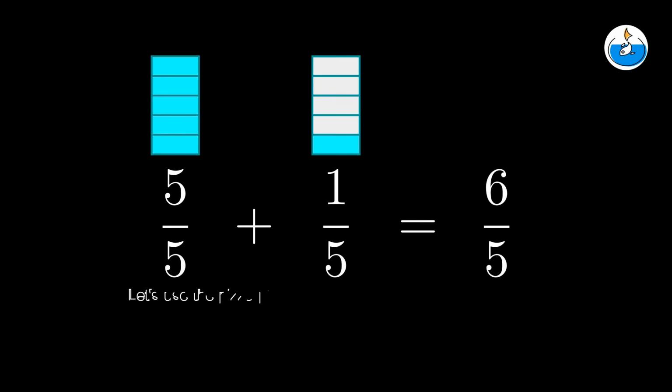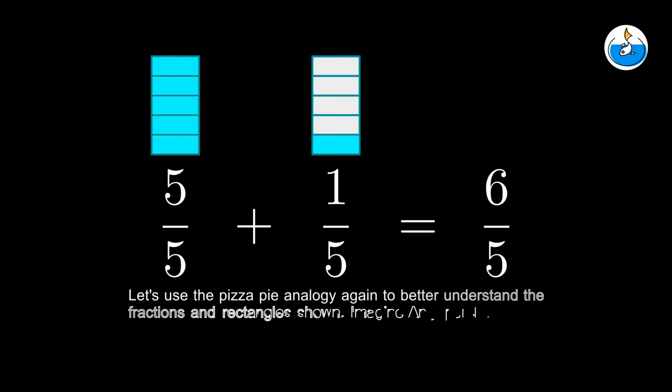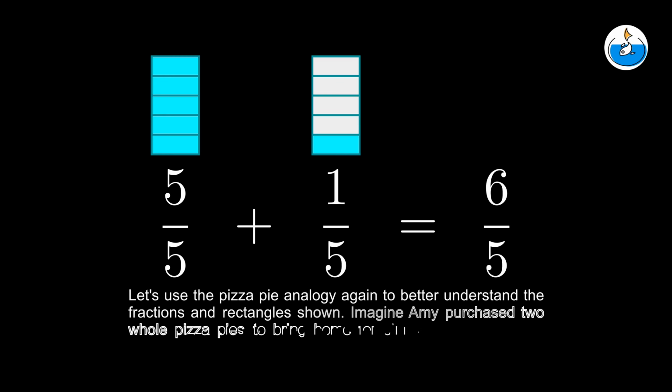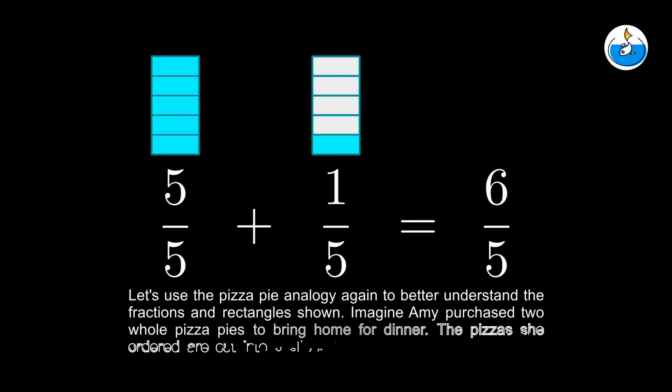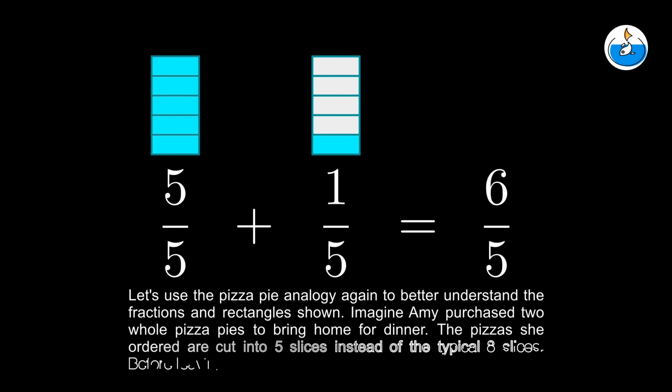Let's use the pizza pie analogy again to better understand the fractions and rectangles shown. Imagine Amy purchased 2 whole pizza pies to bring home for dinner. The pizzas she ordered are cut into 5 slices instead of the typical 8 slices. Before leaving the pizzeria, she decided to eat 4 slices.